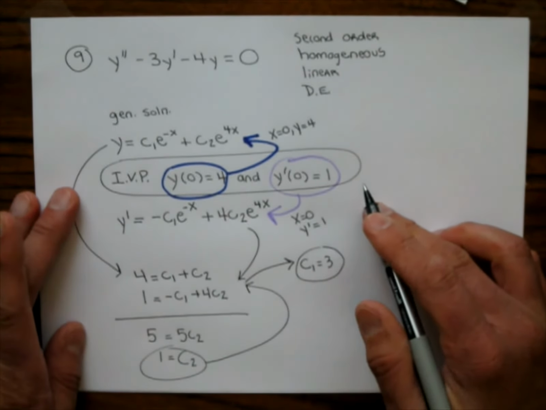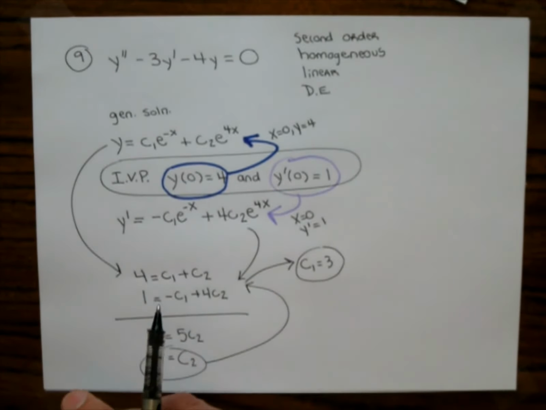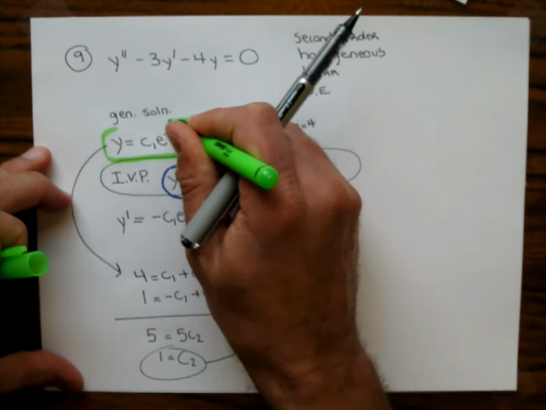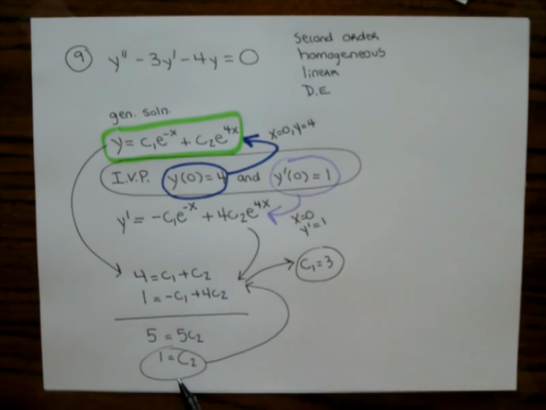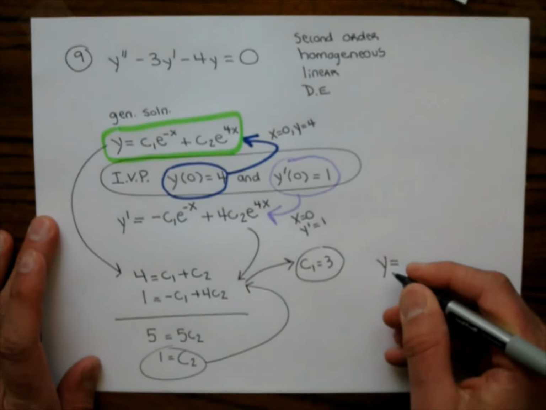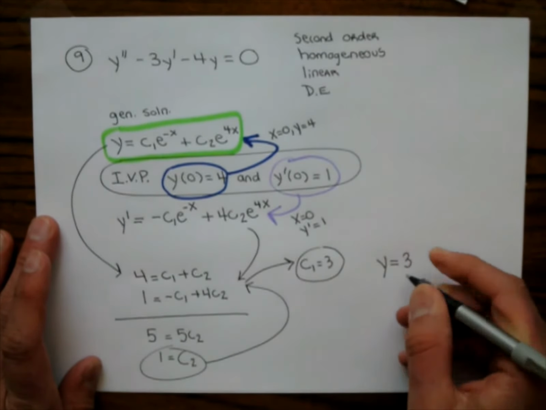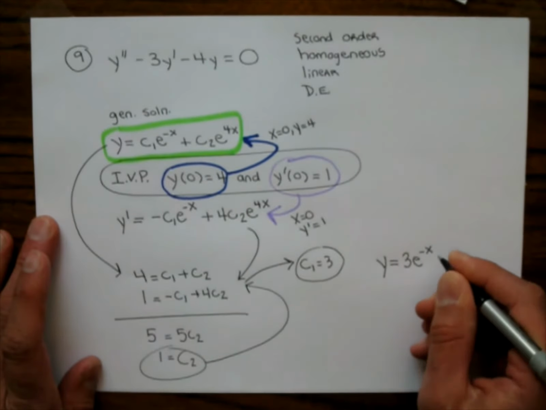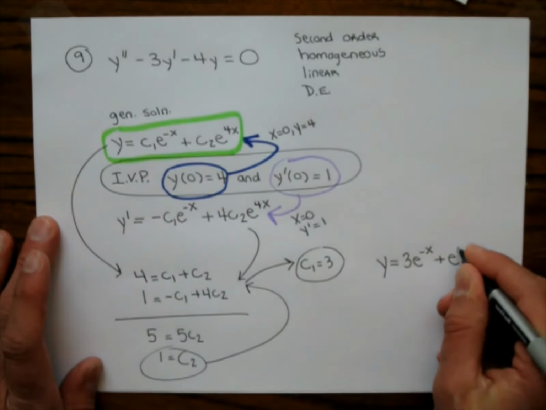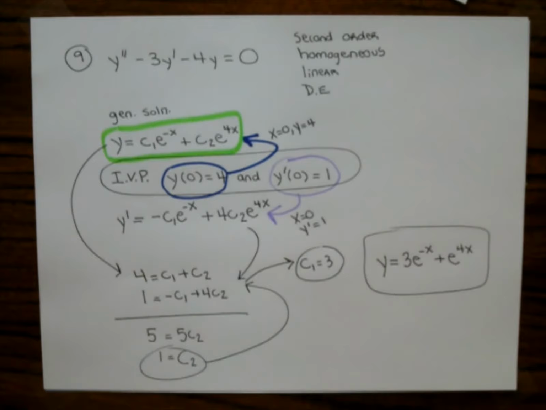So this initial value problem has a particular solution. I'm just going to rewrite this guy right here with the c_i values. So we're going to write y equals, let's see here, c1 is 3, so 3e to the negative x, and then plus 1e to the 4x, so plus e to the 4x, and that solves our initial value problem.